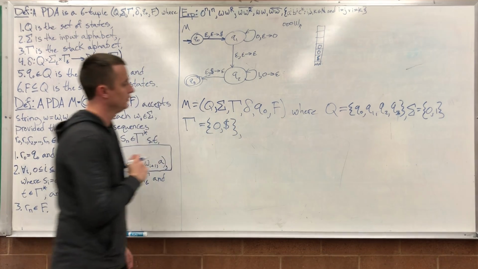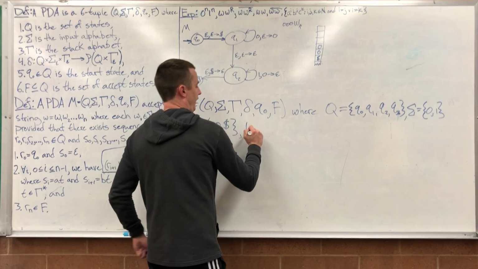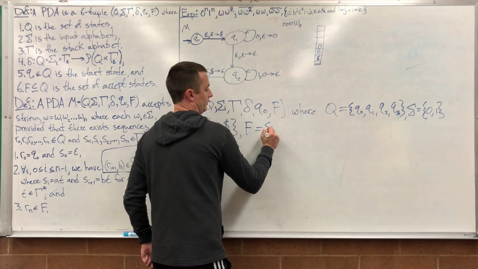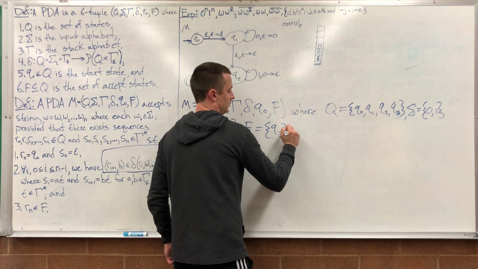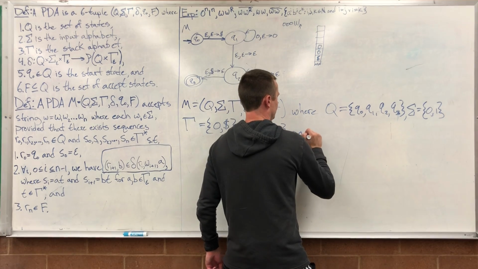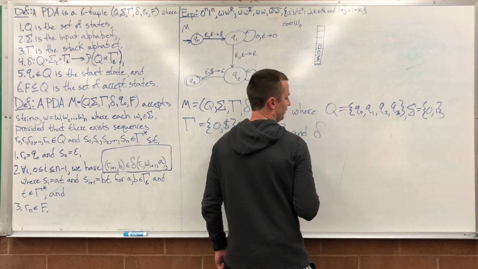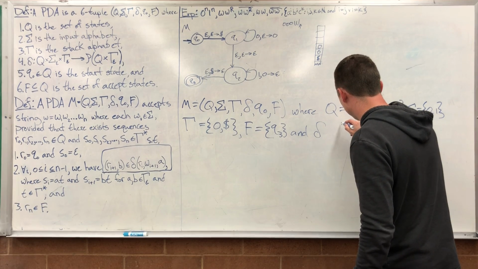And then Q naught is Q naught, we already have that stated. F is equal to the set of accept states. In this case, that's just the set containing Q3. And delta is given by the following table. And this is why we never bother writing these things out.